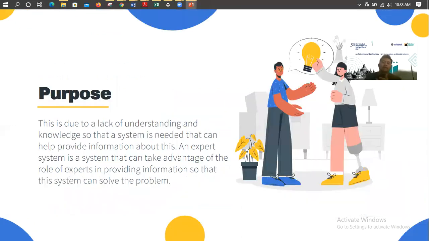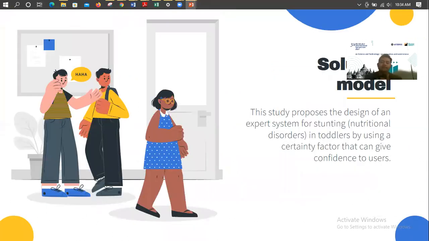Next slide. Purpose. This is due to a lack of understanding and knowledge, so that a system is needed that can help provide information about this. An expert system is a system that can take advantage of the role of an expert in providing information so that this system can solve the problem. Next slide.